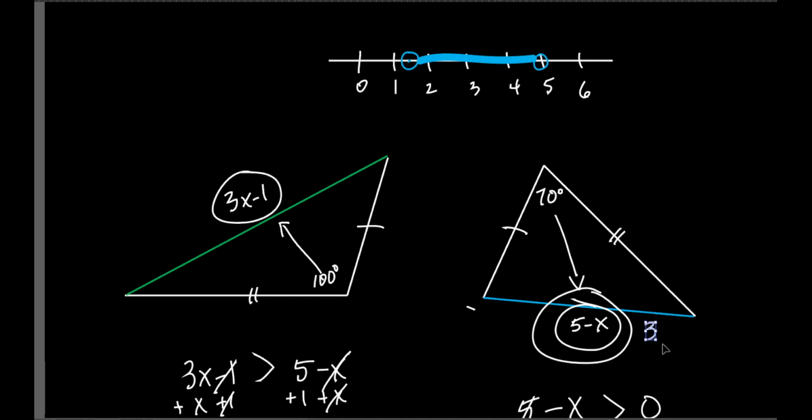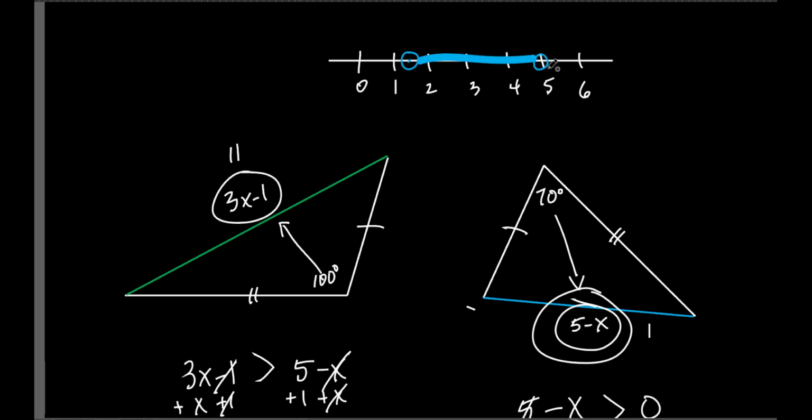So any number between 1.5 and 5 should work. It should make this green one bigger than the blue one, okay? Let's pick another one. Somebody said 4, right? Let's put a 4 in here. So 3 times 4 is 12 minus 1 is 11. Put a 4 in there. 5 minus 4 is 1. Everybody see that? Is 11 bigger than 1? Absolutely. Does it work? Does 4 work? Yeah. Any number between 1.5 and 5 actually works.